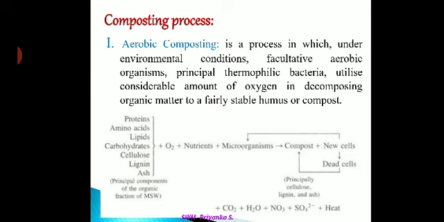Whatever organic matter is present in the solid waste, except plastic, rubber and leather components, all other organic fractions of municipal solid waste can be considered to be composted. These materials are composed of proteins, amino acids, lipids, carbohydrates, cellulose, lignin and ash. If these organic materials are subjected to aerobic microbial decomposition, the end product we get is known as humus material, and we commonly call it compost.